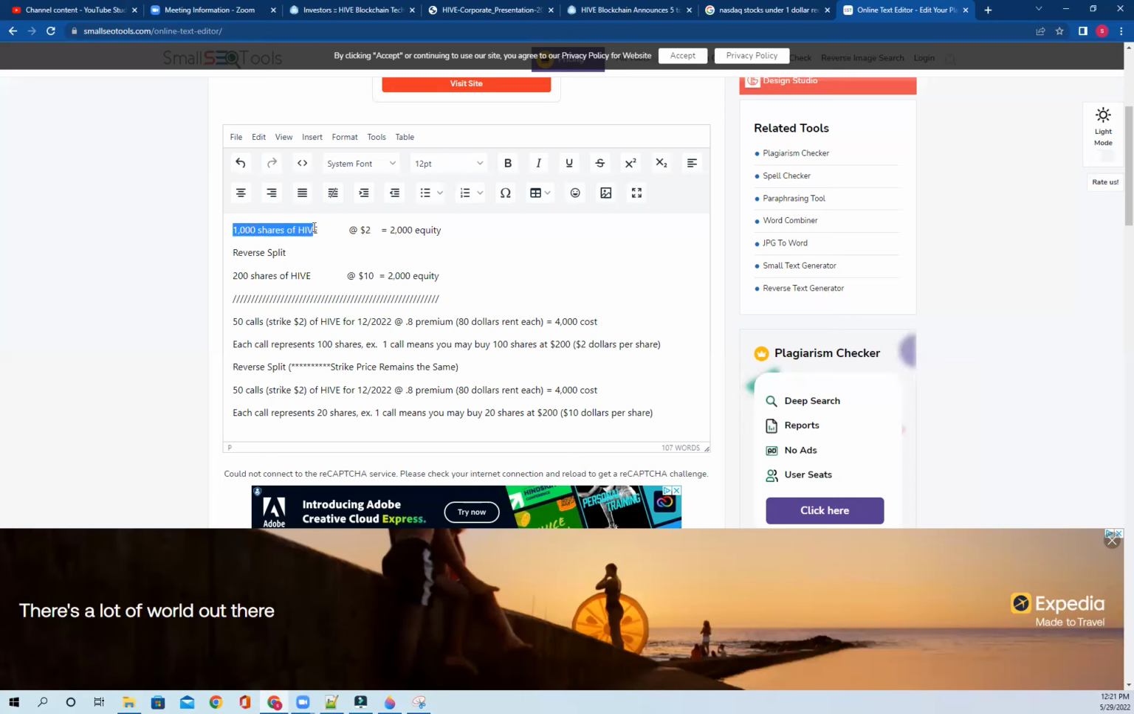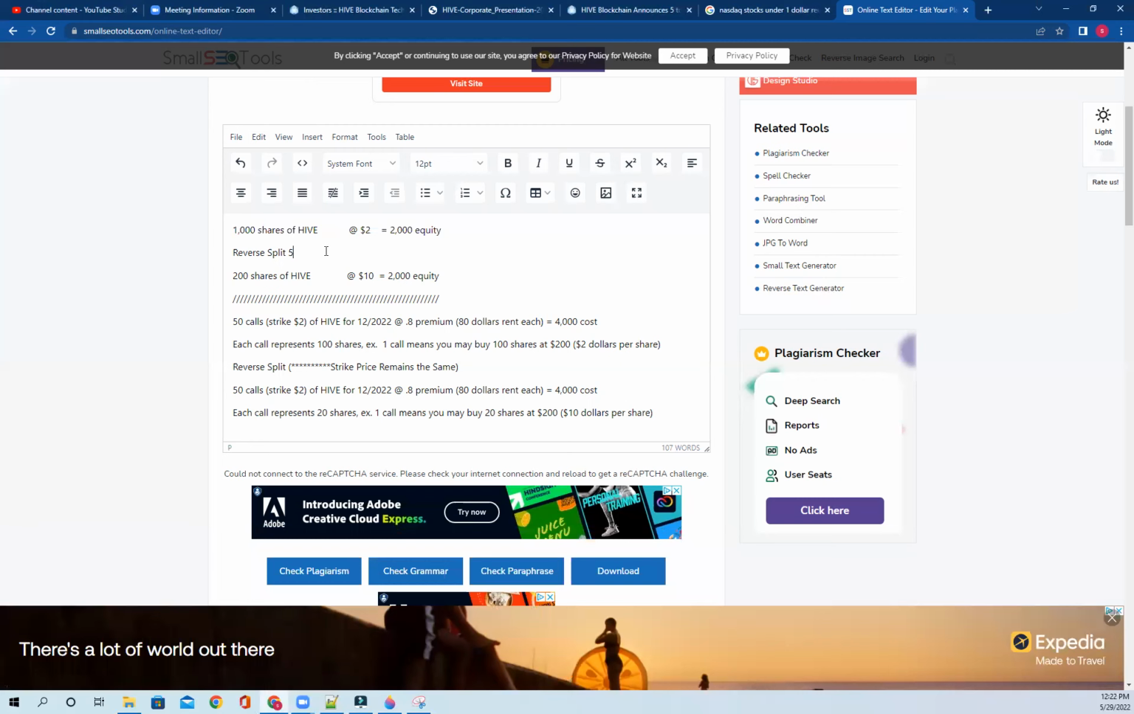Say, for example, you owned 1,000 shares of Hive, and your average cost for each of them was $2. That ends up being about $2,000 of equity, or $2,000 cost that you put down to own those shares. Now, after the 5-to-1 reverse stock split, we just divide the total number of shares by 5, and you only have 200 shares of Hive. That might be a little concerning to some people, but this is just manipulating the numbers. It doesn't actually manipulate the values.